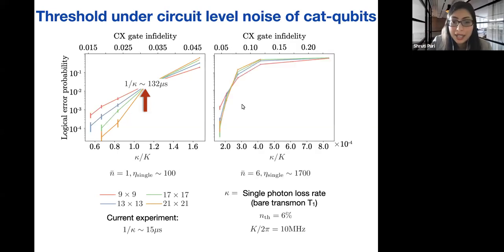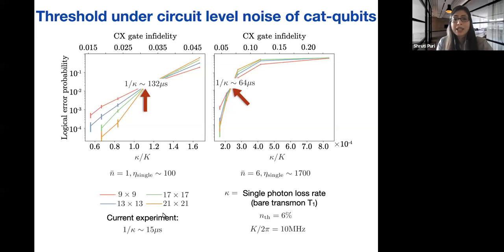But now I increase the bias. I make a bigger cat, a 6-photon cat state, which has a bias of greater than 1,000. In this case, you see the threshold becomes close to 6%. That's pretty awesome. And in this case, that would mean that I need a T1 time of about 64 microseconds, much closer to what we have in the experiment right now. So my point is that now we truly have something reasonable we can do in the experiment: get these high fidelity, bias-preserving gates and actually demonstrate some advantages in error correction.